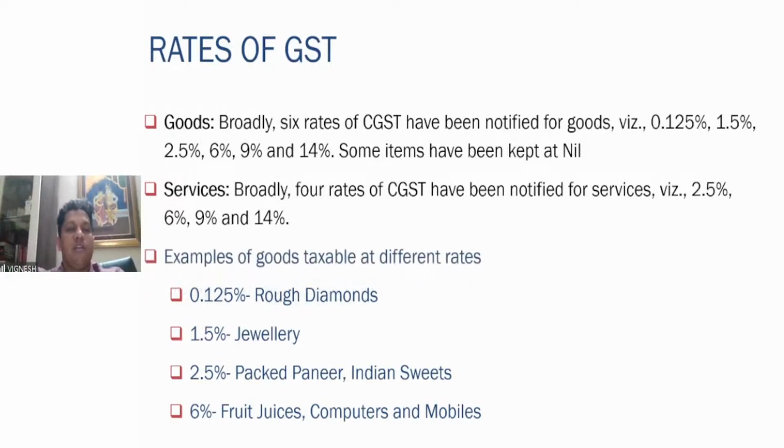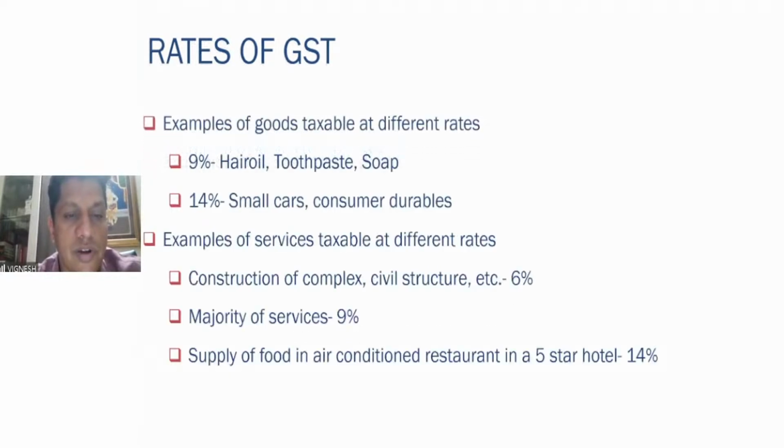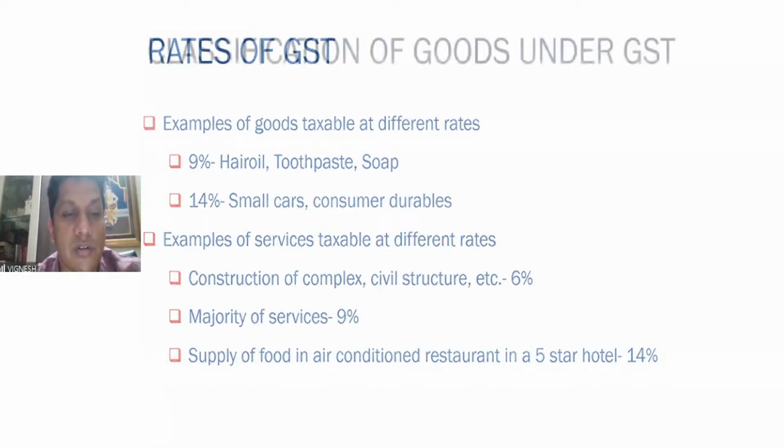Some examples are given. Goods taxable at different rates: rough diamonds 0.125, jewelry 1.5, packed paneer, fruit juices 6%. Services also have different rates. Air conditioned restaurant in a 5-star hotel is 14% with ITC. In case of a regular restaurant, it is 5% without ITC.